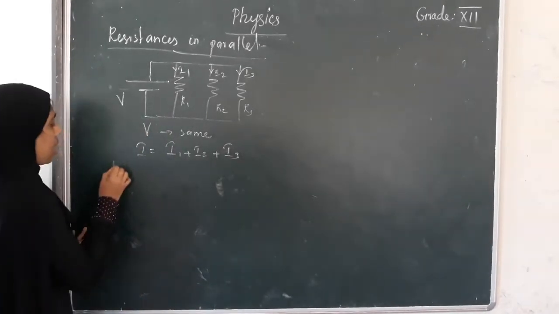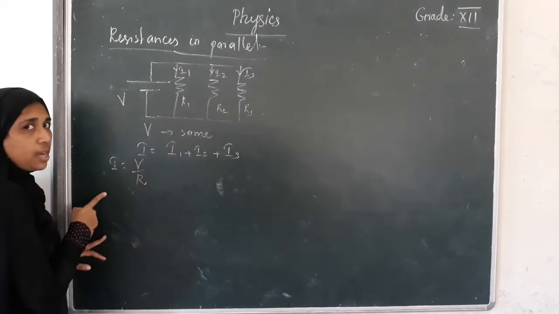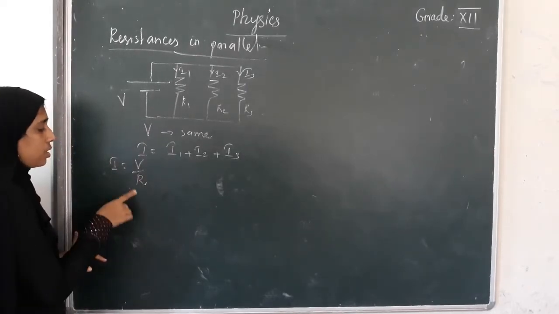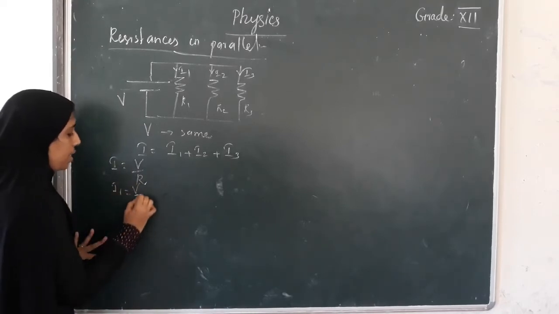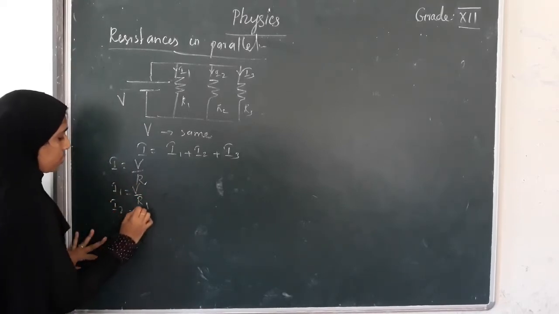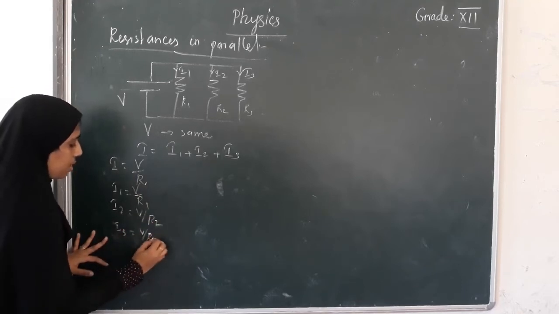From Ohm's law, V is equal to IR, so I is equal to V by R. So how can we write I1? I1 is equal to V by R1, I2 is equal to V by R2, and I3 is equal to V by R3.